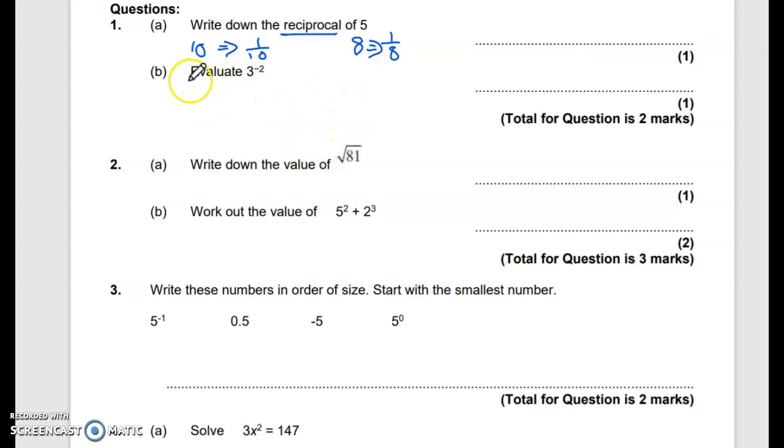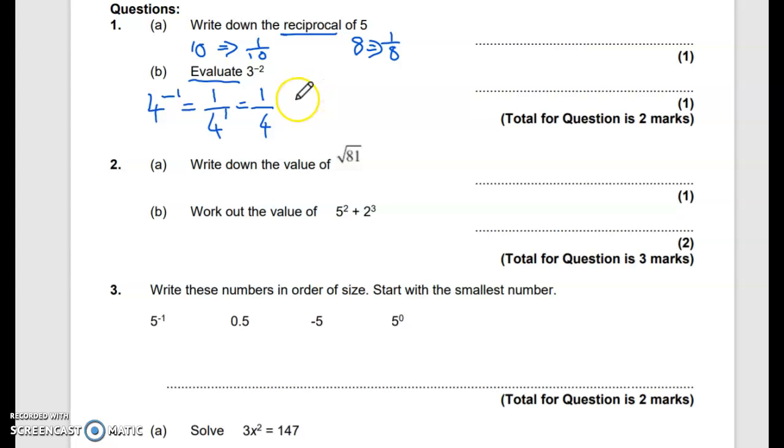Okay, evaluate means to work out the number answer to this power here with a negative. So let me do a few examples for you here. Let's say I had evaluate 4 to the minus 1. The minus is telling you to turn it into a reciprocal. So this turns into 1 over 4 to the power of 1. Now anything to the power of 1 is just itself. So the ultimate answer is 1 over 4.